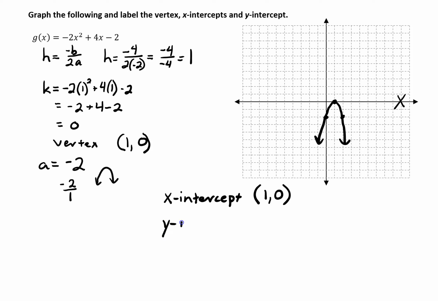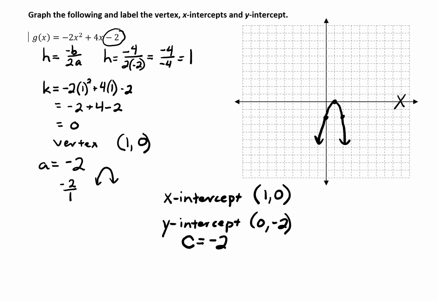The y-intercept, you'll only have one for parabolas, happens to be at 0, negative 2. Now, notice that that 0, negative 2 happens to correlate with the negative 2 at the very end. And that is always true. The y-intercept is always going to be your c value. So in this case, it was negative 2. And now we have a parabola with a few more details.